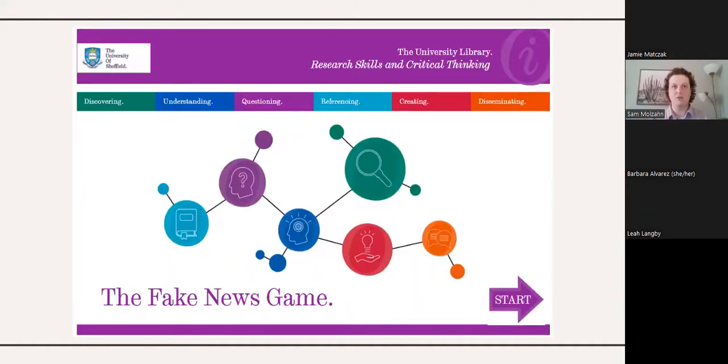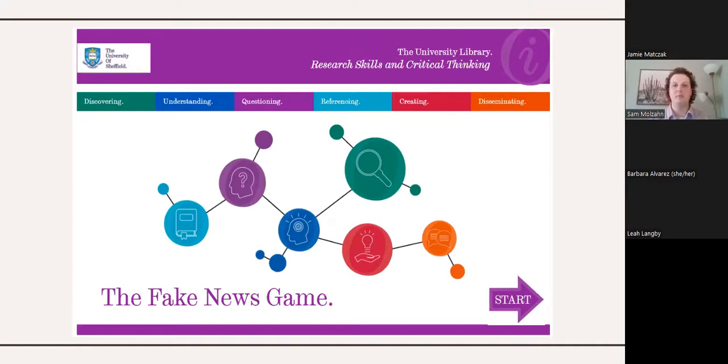Another resource I use are fake news games. So this one is from the University of Sheffield in the United Kingdom. And there was another one called Factitious, but I just checked that and it's no longer up. I'm not really sure what happened to it. But this one I found as a stand-in, and it's really, really great.